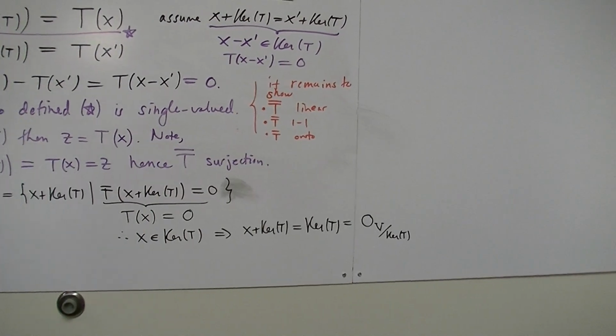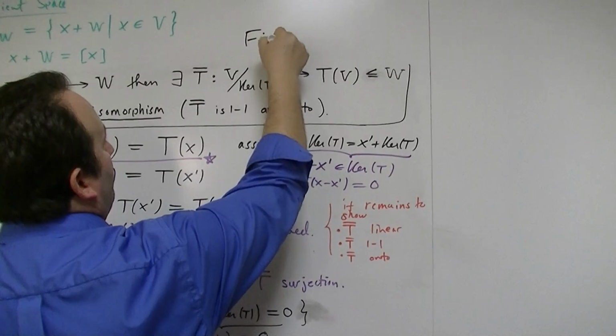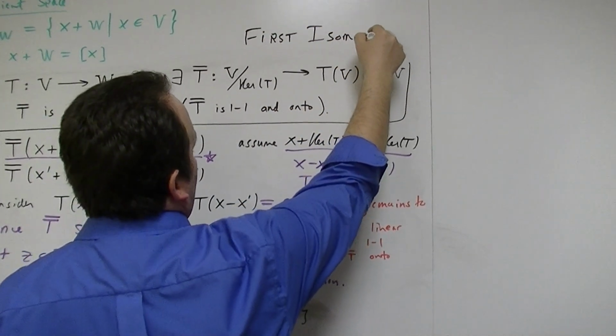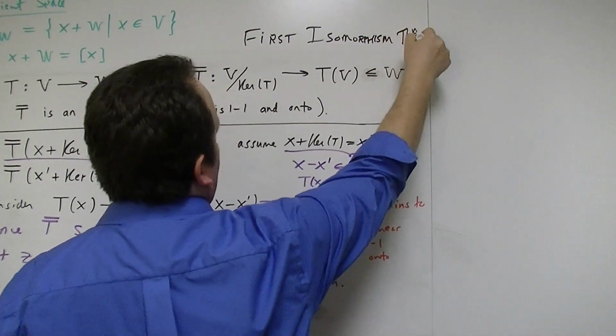This theorem that we've just stated up here is known as the first isomorphism theorem. Can't spell morphism theorem.